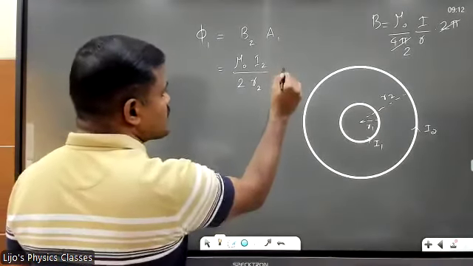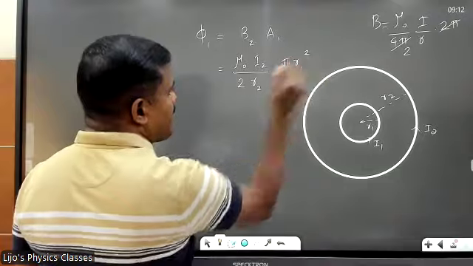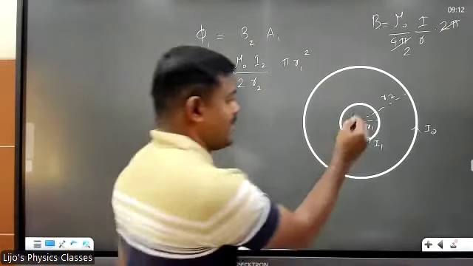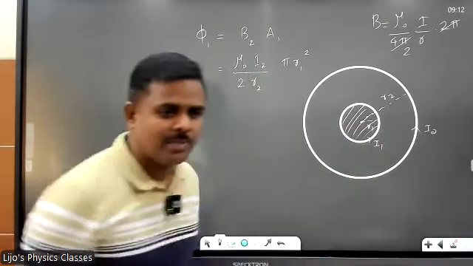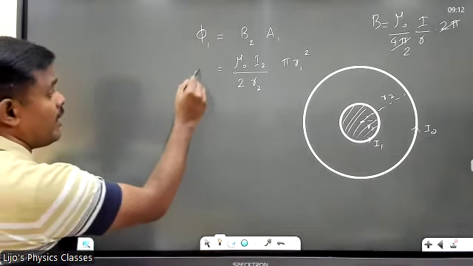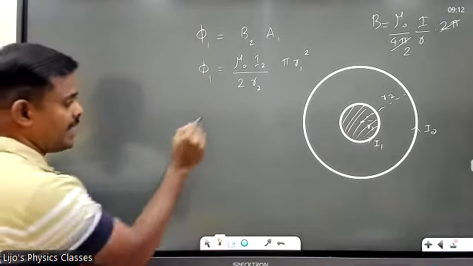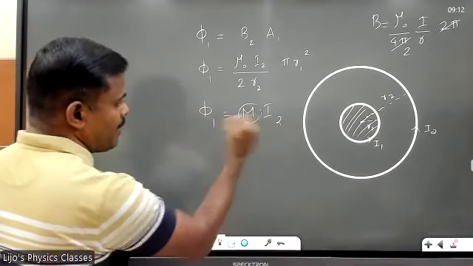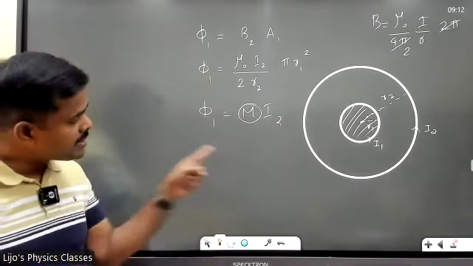And this is the area of the first one. Area of the first one is what? Circular area is pi R1 square. So tell me what you get now. I got phi 1. My idea is to get the amount of M. How to get M? Get this I2 to the denominator.